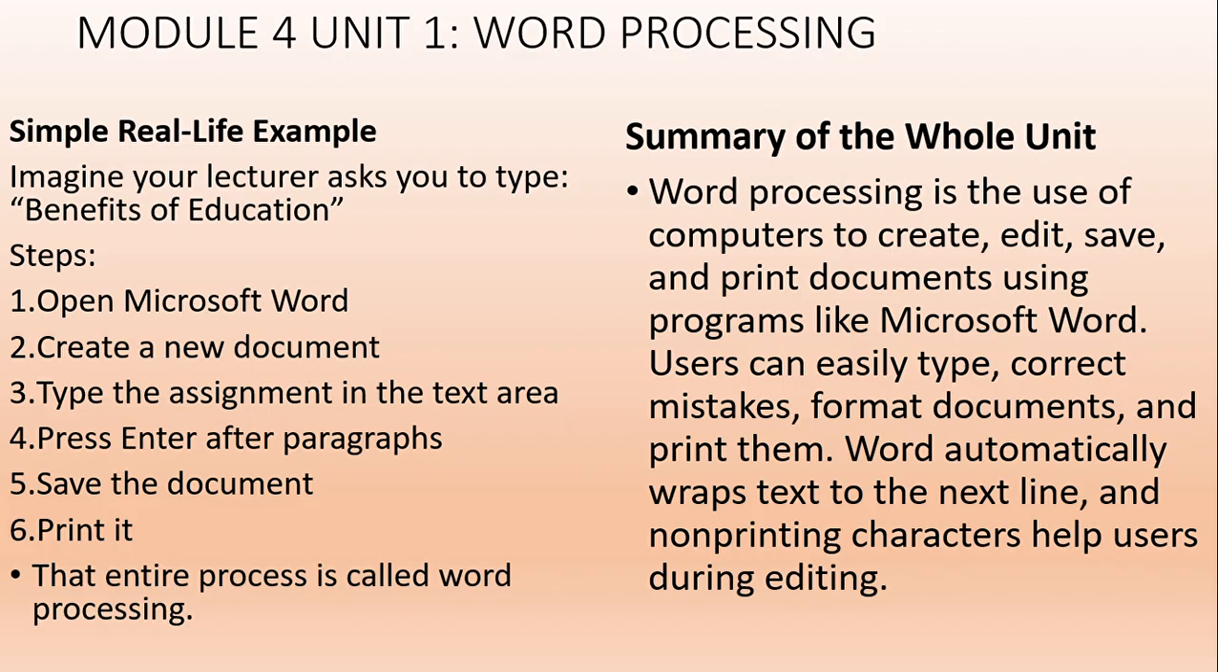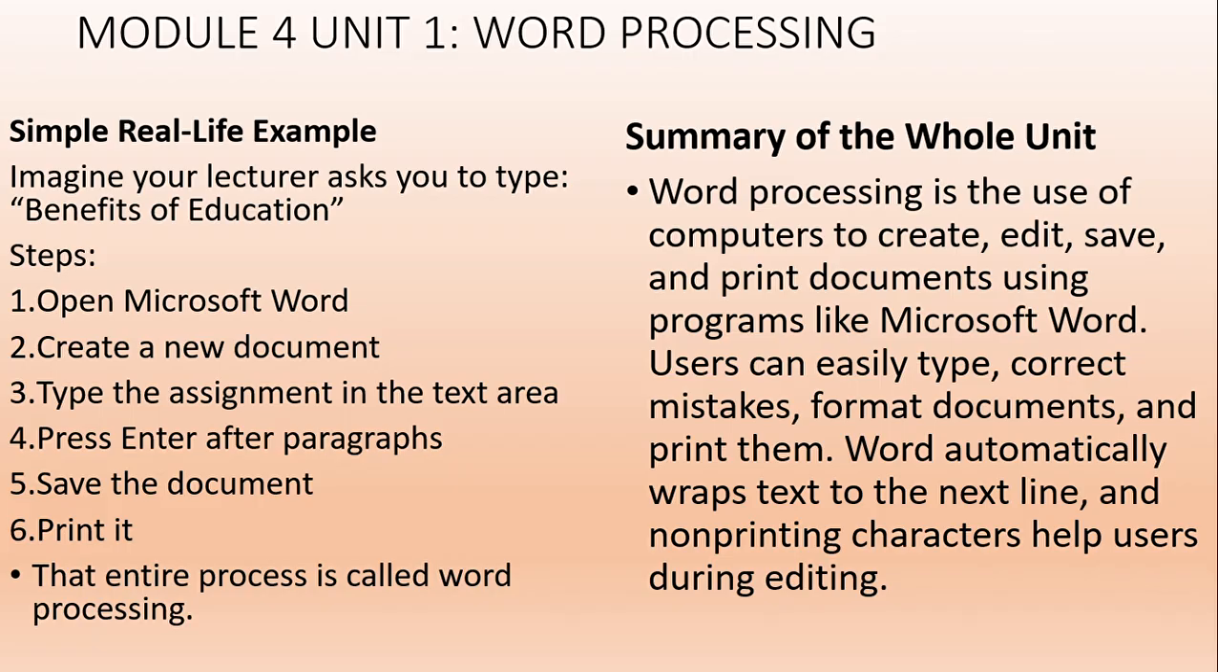You type the assignment in the text area, that blank space. Type your assignment there. Then you press enter after a paragraph. If a paragraph is needed, you click on enter. If a paragraph is not needed, you leave it there. Automatically, Word is going to wrap your text for you to the next line. Then you save the document. After saving it, you can print it if you want to. If you don't want to print it, you can share it with the person you want to, the lecturer you want to send it to. So this entire process is called word processing. That's a simple real life example here.